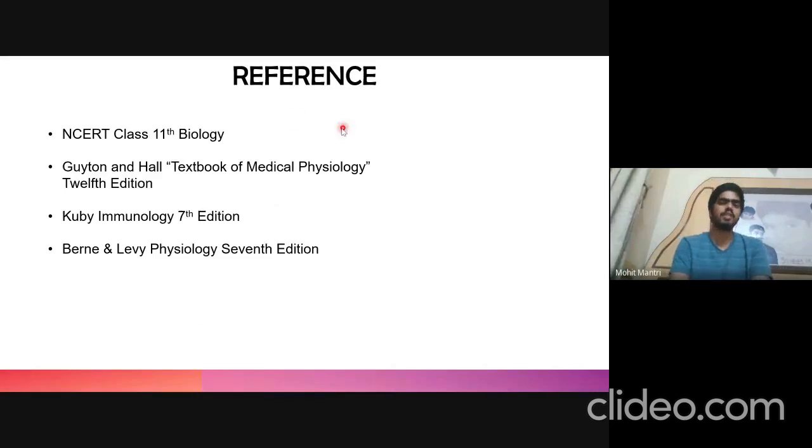So this is the reference. Most of the images are taken from the NCERT Class 11 Biology textbook, and the book Guyton and Hall, which is the textbook of medical physiology, 12th edition, UB Immunology 7th edition, Berne and Levy Physiology 7th edition, if not mentioned. So the references of the images are mentioned, and if they are not mentioned, they are mostly taken from these sources.